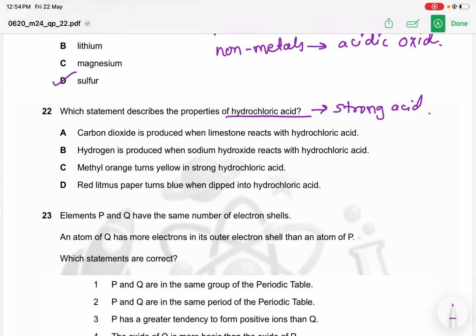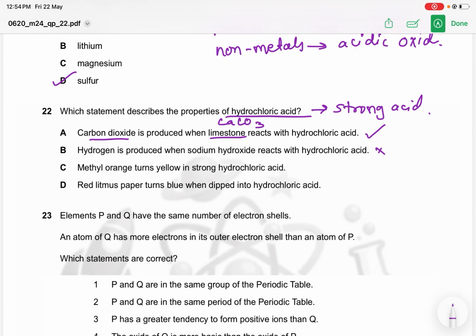CO2 is produced when limestone is reacting. Yeah, limestone is calcium carbonate, CaCO3. So when calcium carbonate reacts with acid, it will release carbon dioxide. That is correct. Hydrogen is produced when sodium hydroxide reacts with hydrochloric acid. No, hydrogen will not be produced, water will be produced.